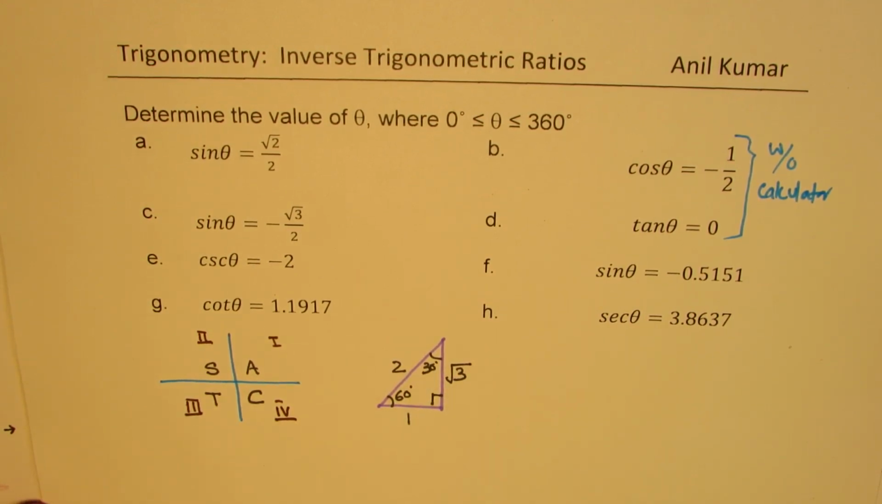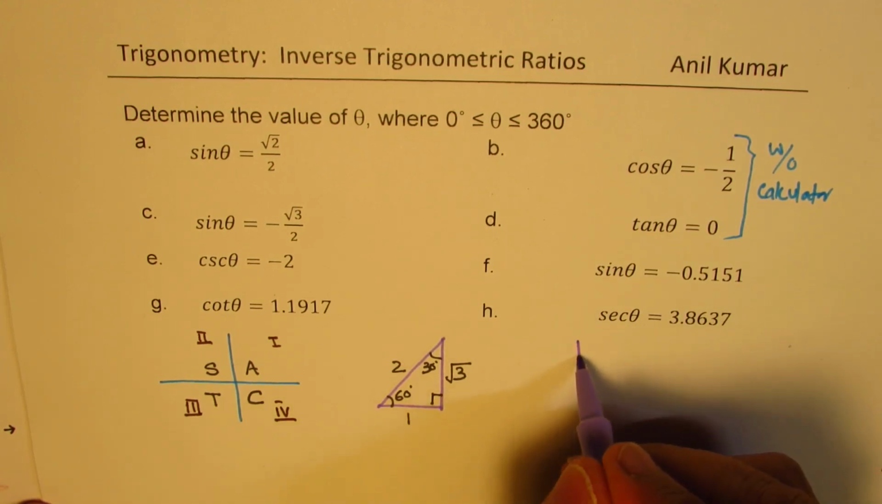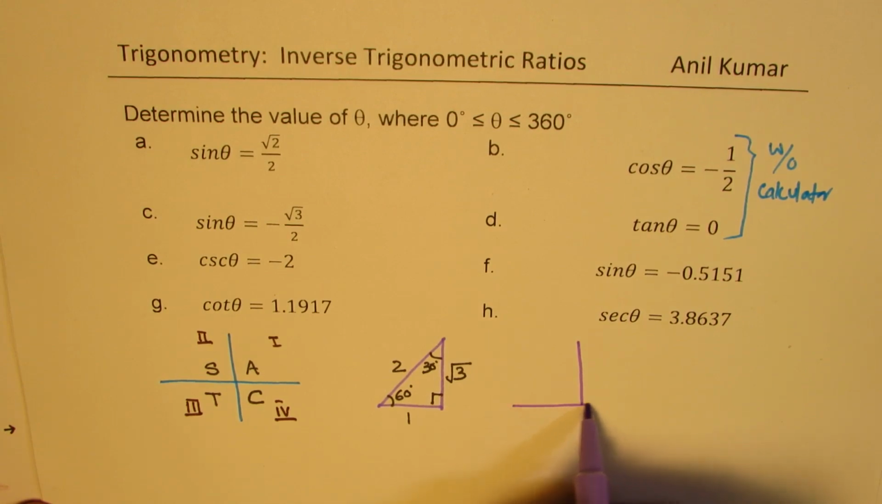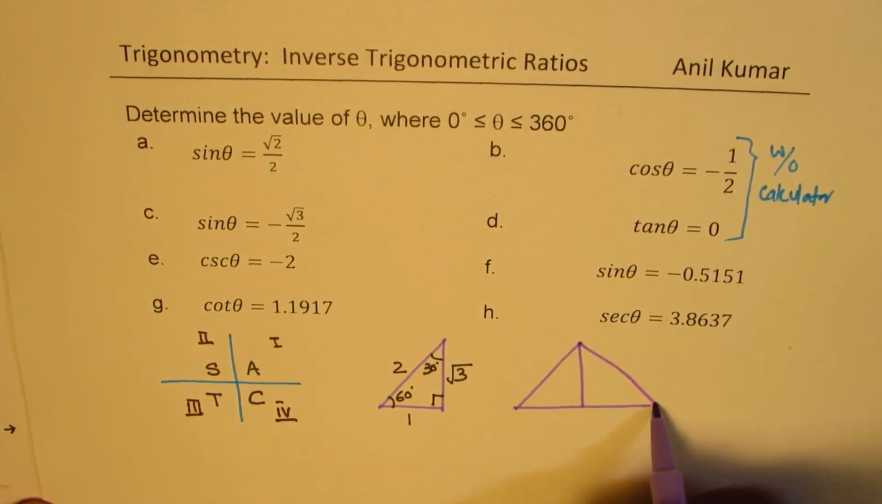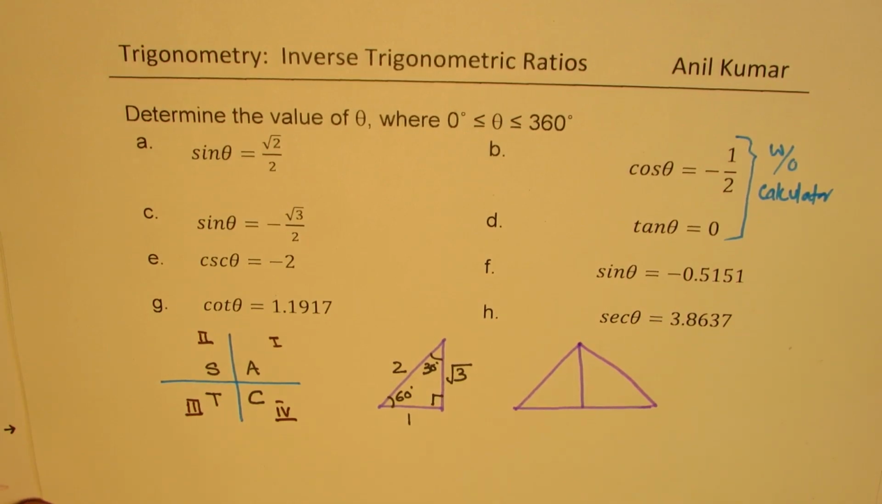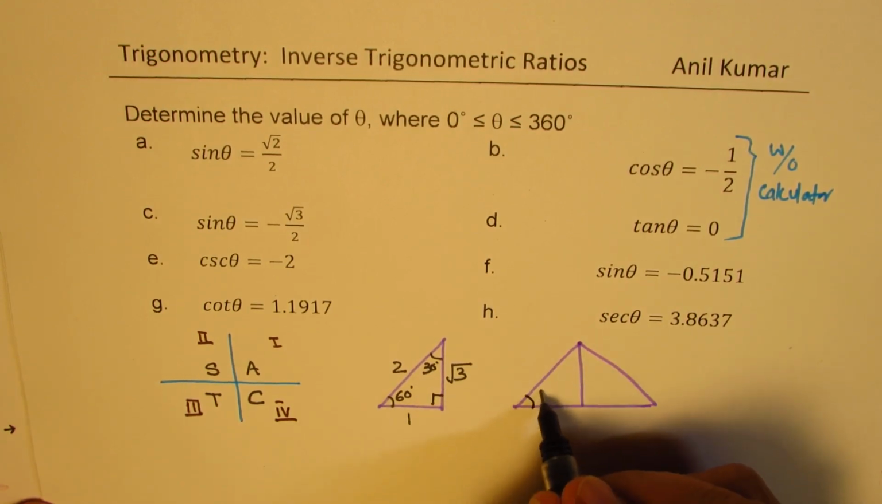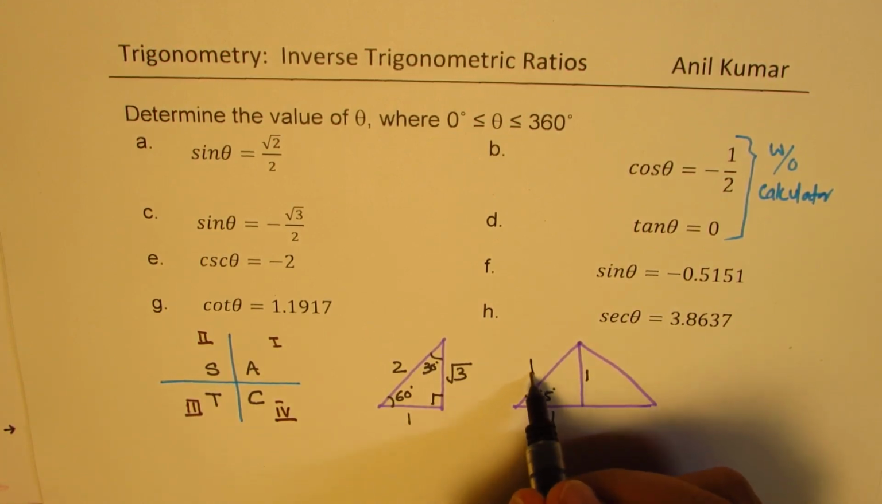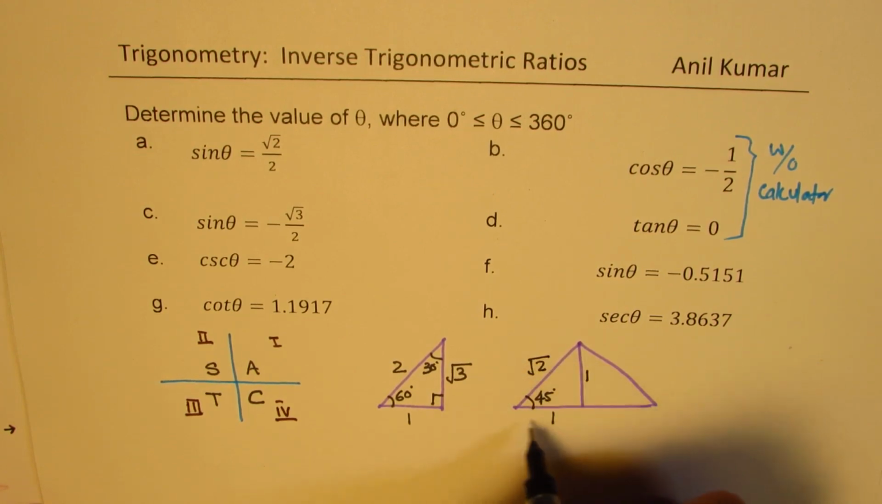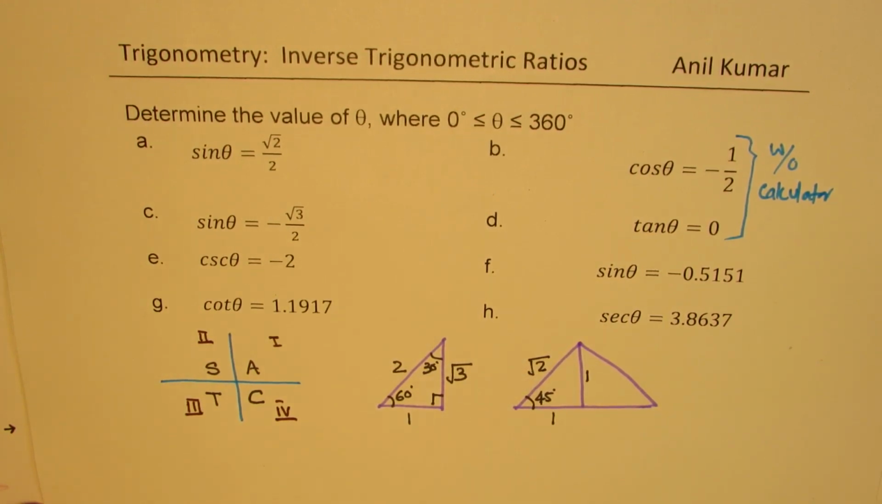We could also draw another triangle which is 45 degrees and 90 degrees. Let me draw this triangle in the form like this. What I'm trying to say here is that if this is 45 degrees, then each side is equal, so the hypotenuse will be square root of 2, right? So that is how it is related. Okay.